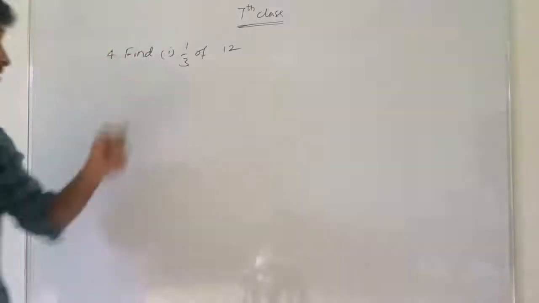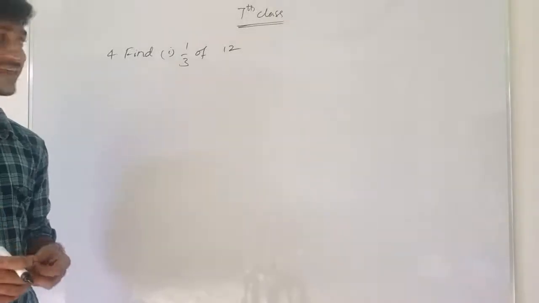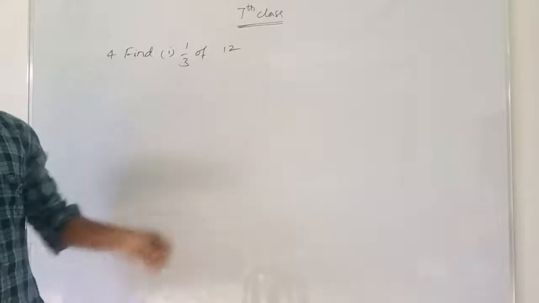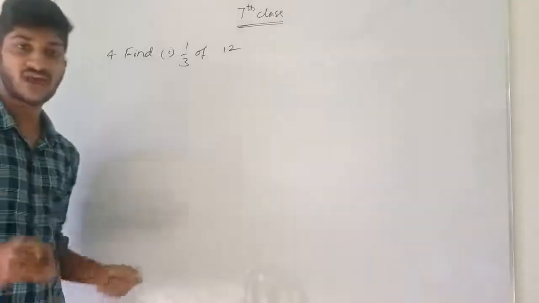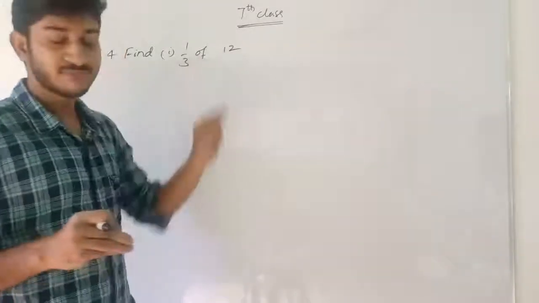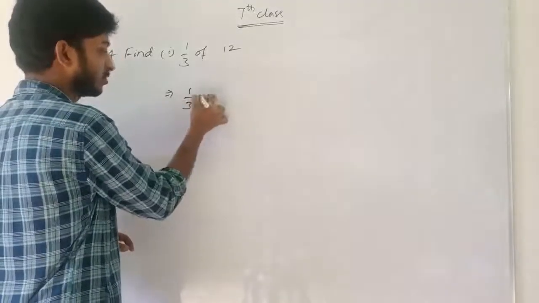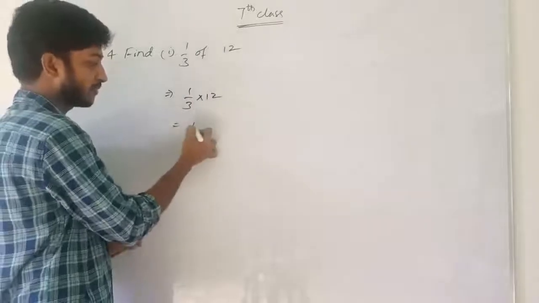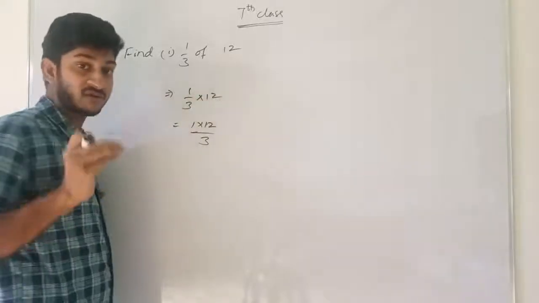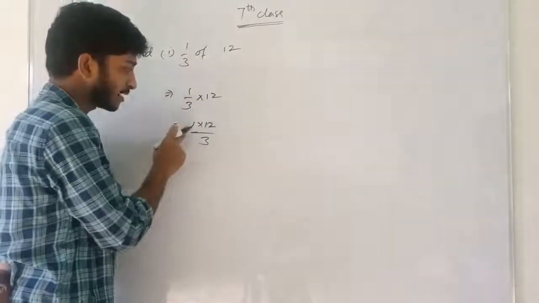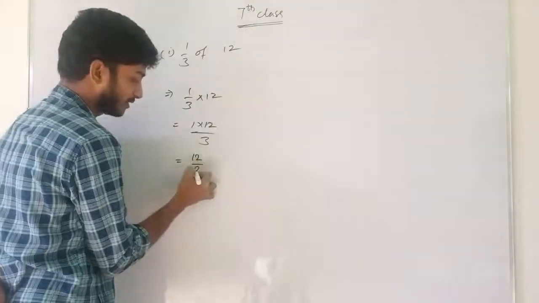Children, see here, both questions ask to find 1/3 of 12. If a question asks 1/3 of 12, or 1/3 of any number, wherever you see the word 'of', we have to multiply. So 1/3 of 12 means we multiply 1/3 and 12. If you multiply, the numerator of the fraction and the whole number are multiplied. The numerator is 1 and the whole number is 12. So 1 times 12 by 3 is 12 by 3.